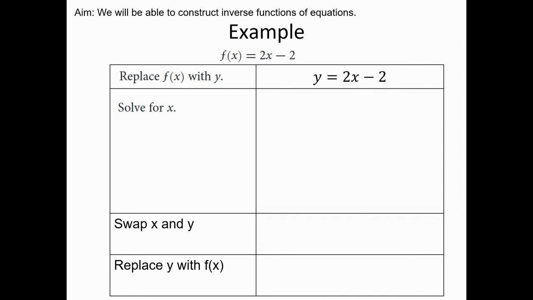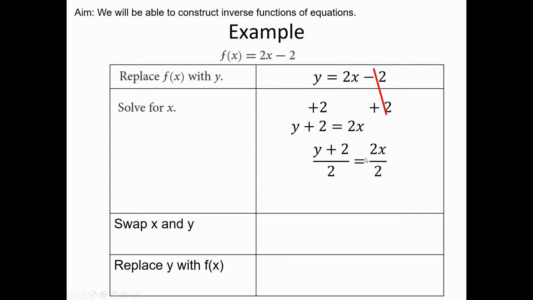So to get x by itself, I'm going to add 2, because the opposite of subtracting by 2 is adding 2. So they're going to cancel out. And on the left side, we have y plus 2. That's not going to be 2y, guys. 2y would be 2 times y. So I'm just going to leave it as y plus 2. Now I haven't solved for x completely yet. So I'm going to divide by 2.